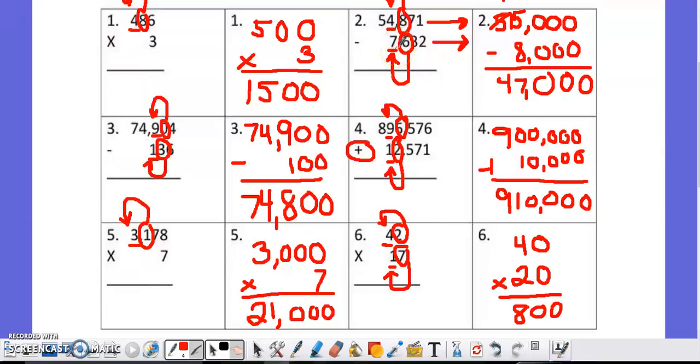you still multiply, or round, I should say, by the highest shared place value. When you are multiplying and it's a 1-digit multiplier, you leave that 1-digit number alone and round the bigger number. When it's a 2-digit multiplier, you round both numbers. Hope this video helps.